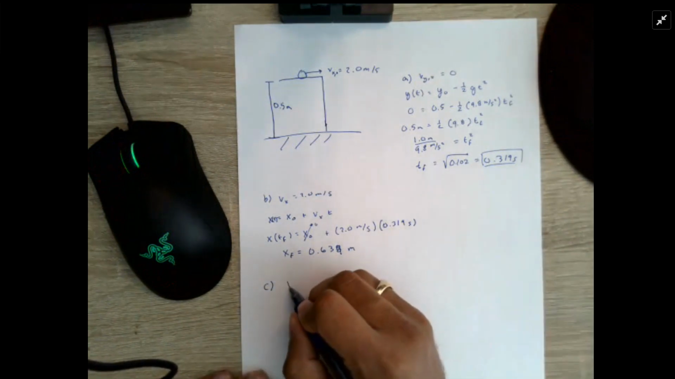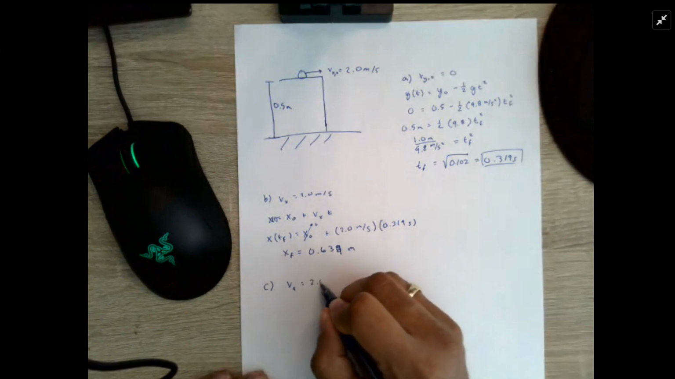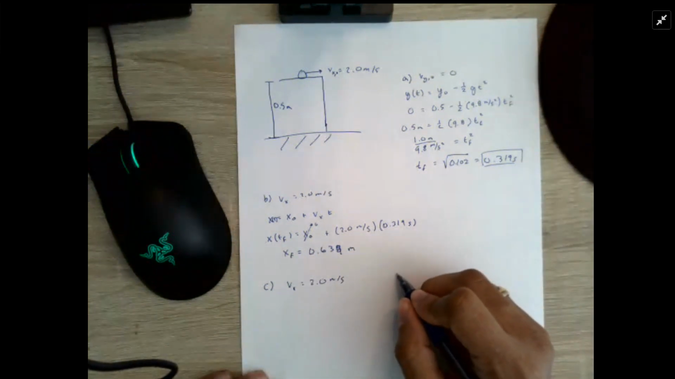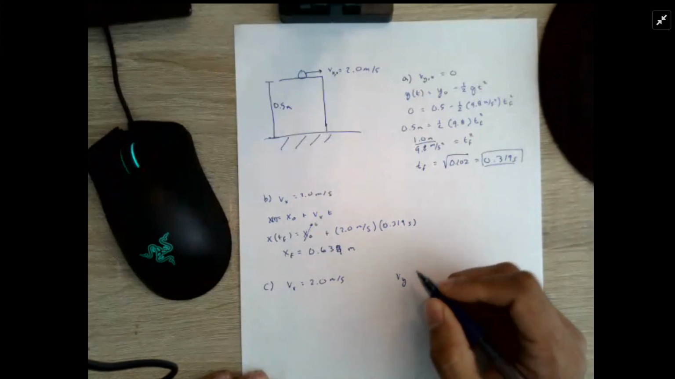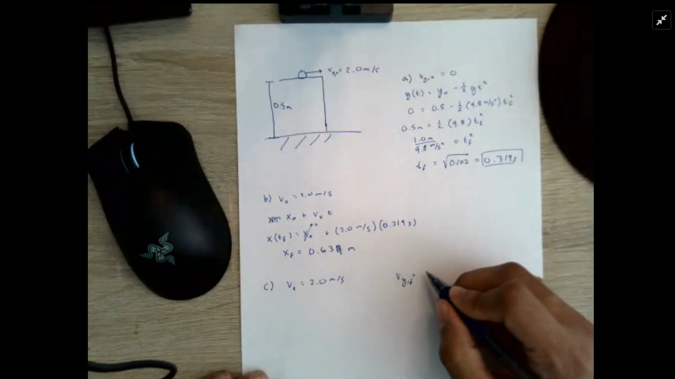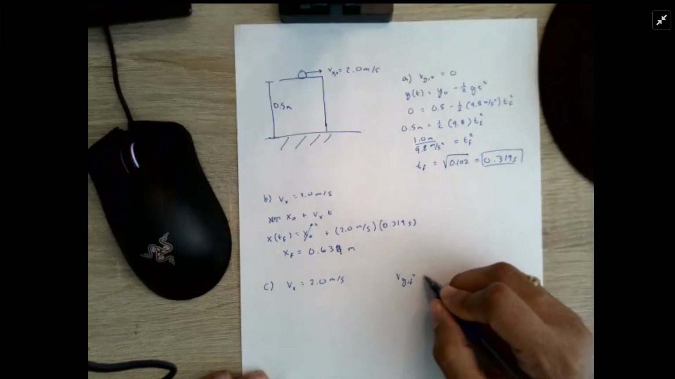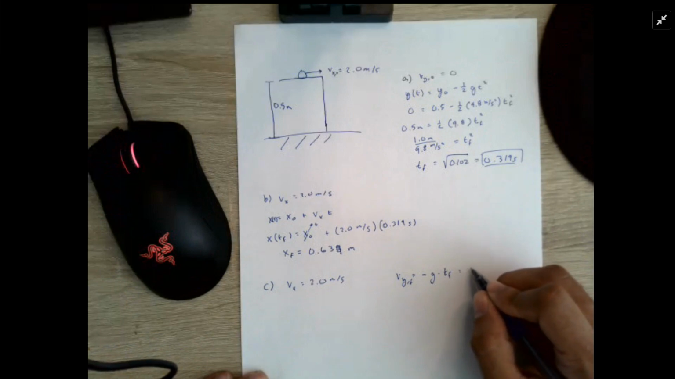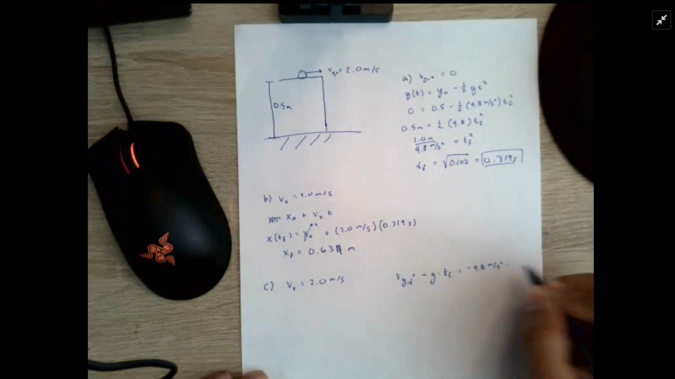Now, for the final question, what's the velocity of the ball? Okay, we know its x velocity is constant, and that's 2.0 meters per second. But what's its y velocity? Well, it started from no velocity in the y direction, and it accelerated for 0.319 seconds. So its y velocity is going to be downward, and it's going to be the acceleration due to gravity times t final. This is going to equal minus 9.8 meters per second squared times 0.319 seconds.